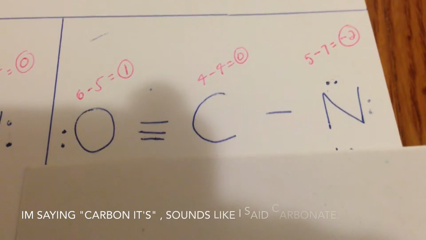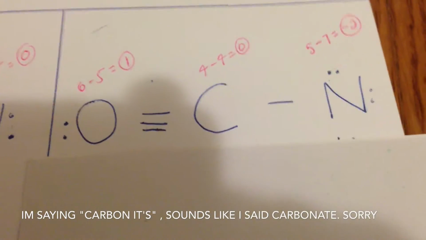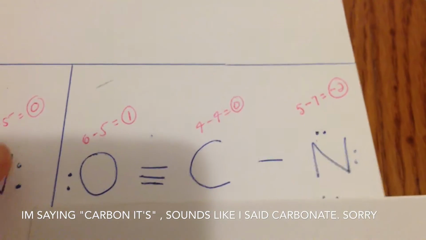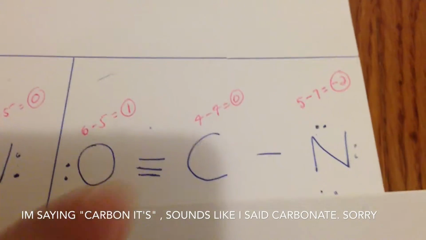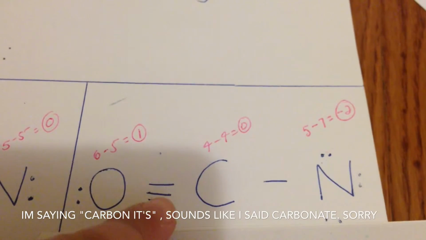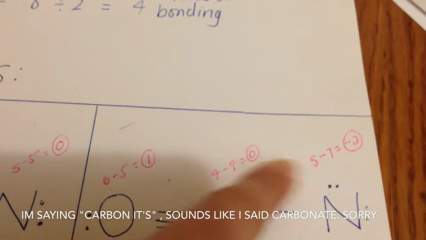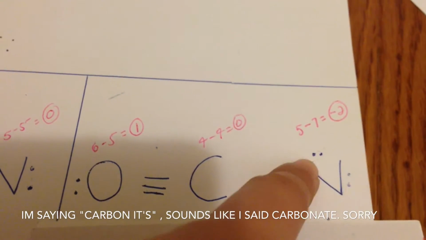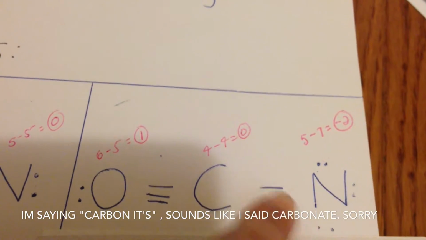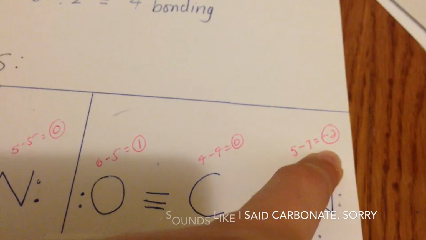Again, oxygen needs 6 and it has 5: 1, 2, 3, 4, 5. So it's 1. Carbon needs 4 and it has 4: 1, 2, 3, 4. So it's 0. And nitrogen needs 5 and it has 7: 1, 2, 3, 4, 5, 6, 7. So its formal charge is negative 2.